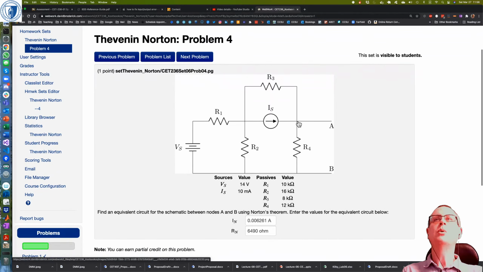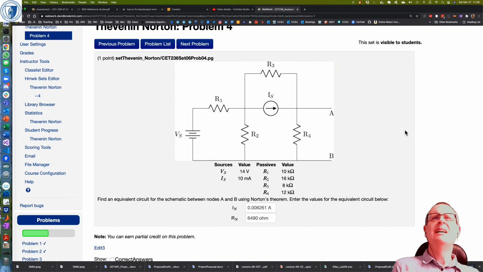And then problem 4. Find the equivalent circuit for the schematic between nodes A and B using Norton's theorem. Enter the values for the circuit below. So now we're doing a Norton equivalent circuit version. So we want to find the Norton current and the Norton resistance, but remember the Norton resistance is the same as the Thevenin resistance.